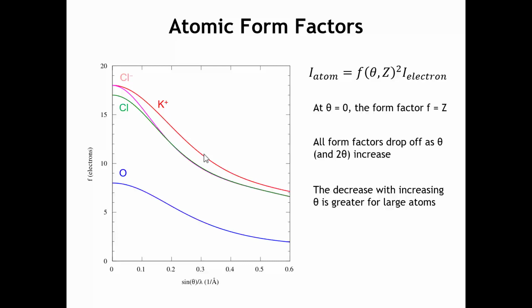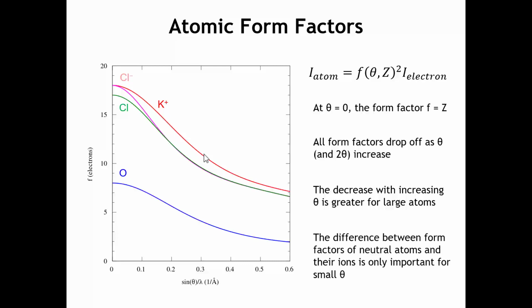You might also be wondering, well, when I do a diffraction experiment for an ionic compound, like potassium chloride, should I use the form factor for chloride or for chlorine? Because they're a little bit different. And we could get into a debate about that, but if you do start thinking down that line, you should realize that the differences between the two are most pronounced at low angles. And after you get out to moderate to high angles, they actually converge to be essentially the same.